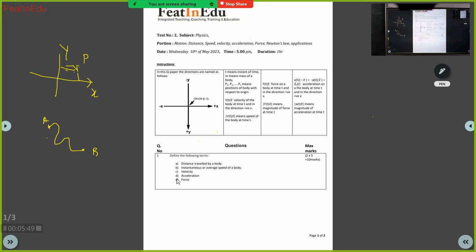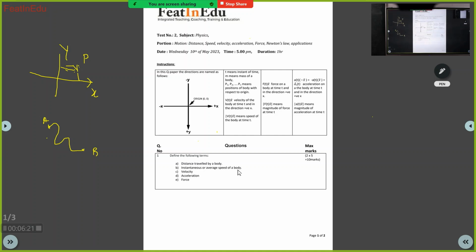Okay, 2 marks. Instantaneous or average speed of a body. Instantaneous speed, will you write it? Yes, sir. So the definition of instantaneous speed, what will you write? Speed at that instant.